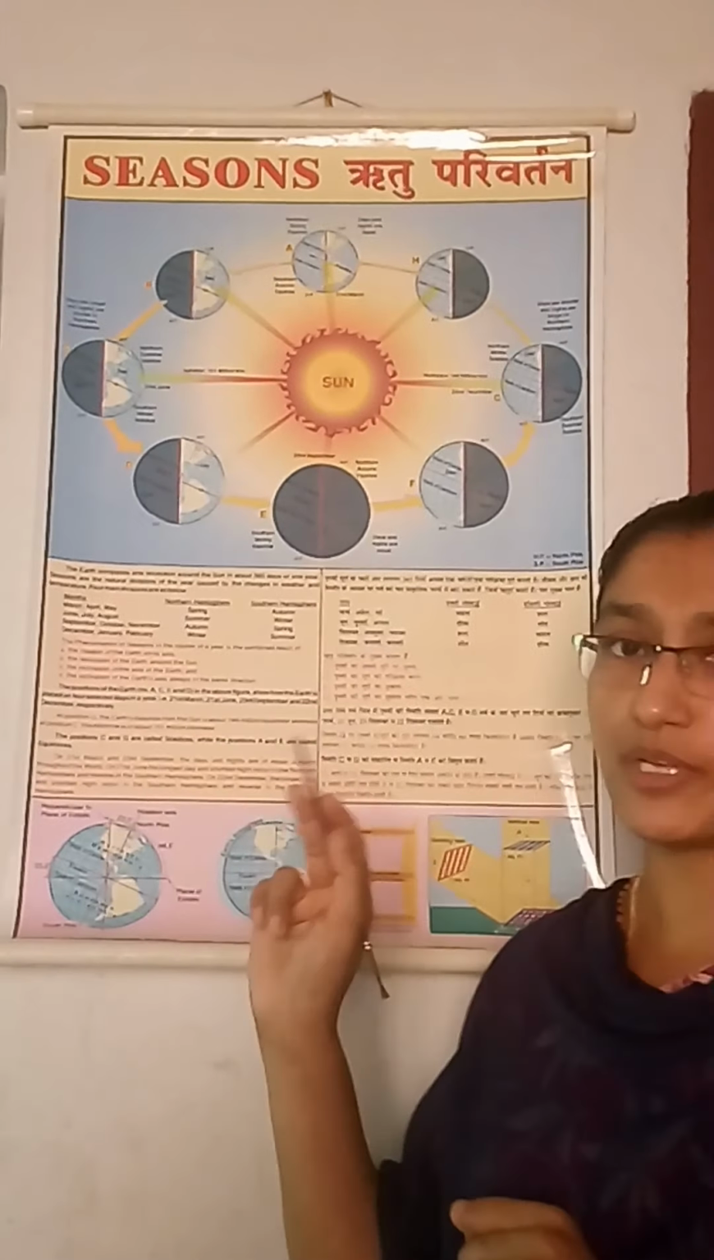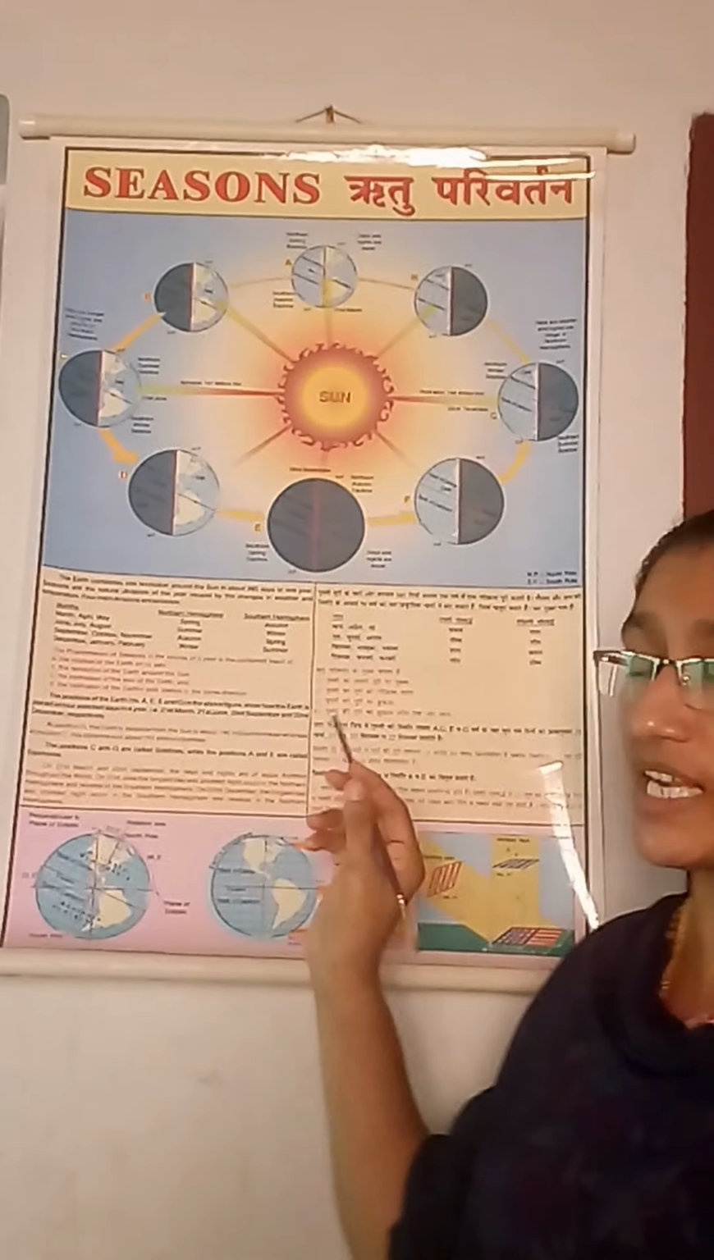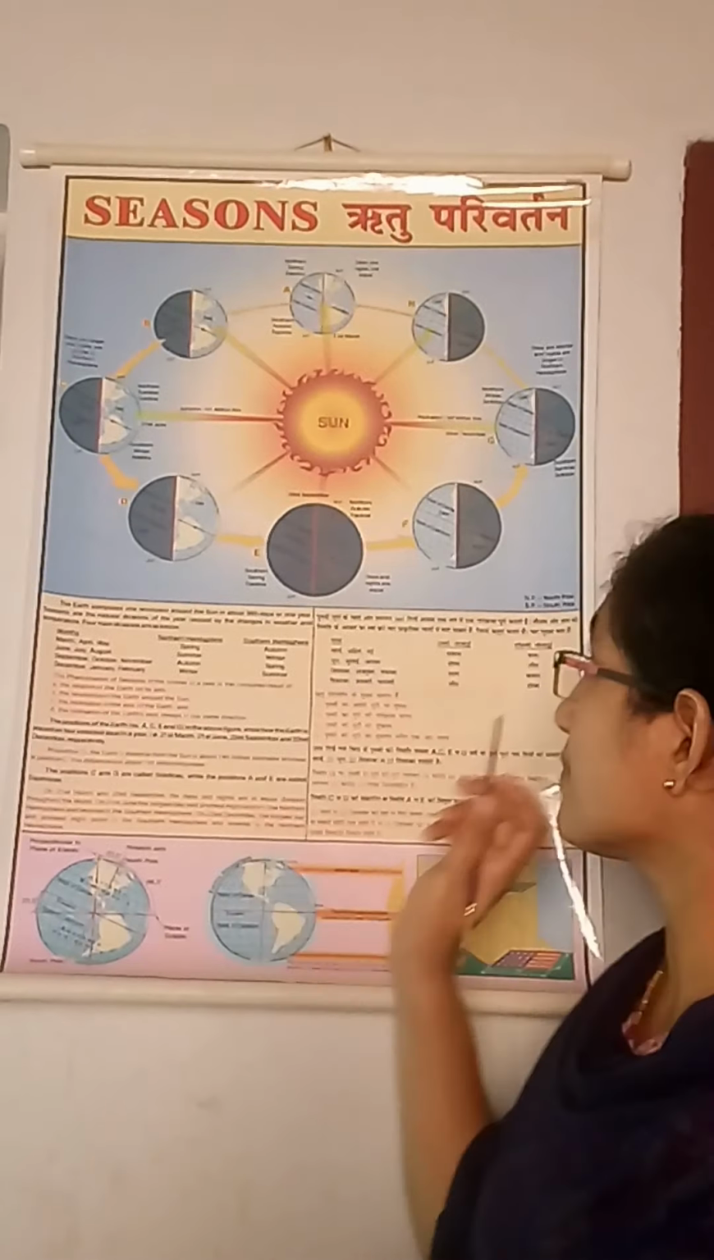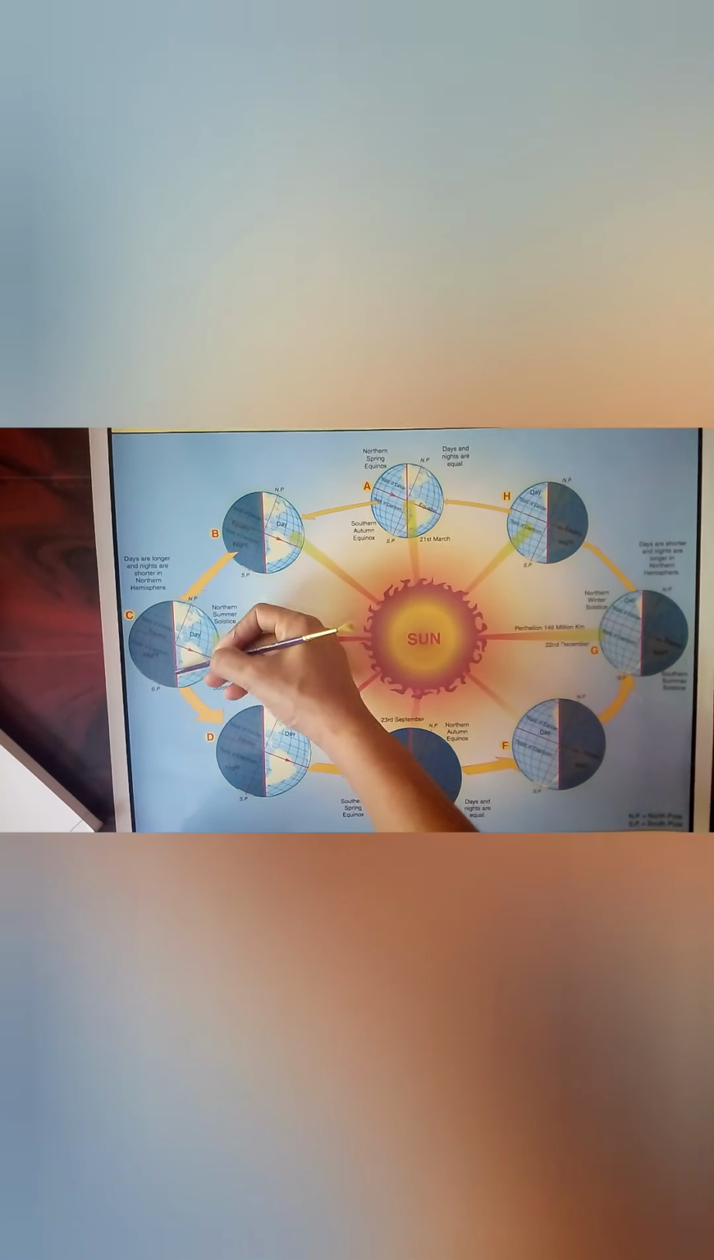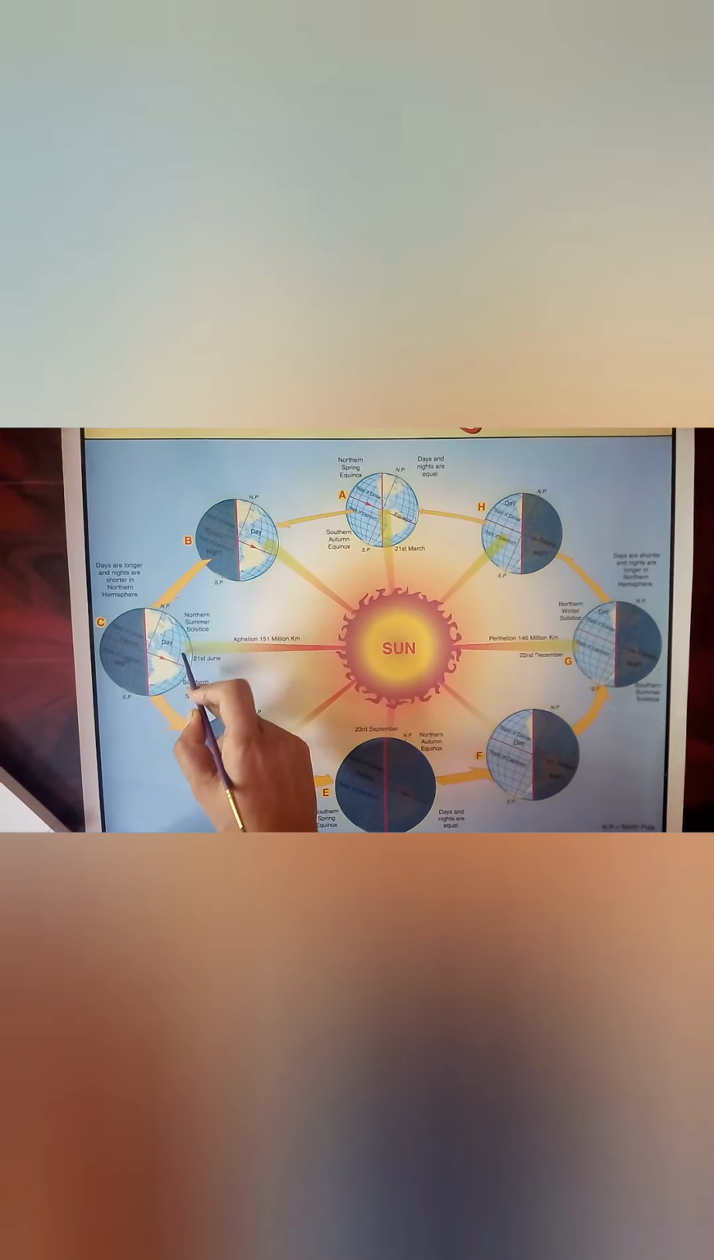Then the rotational movement of the Earth is also related to the occurrence of seasons. This line shows a boundary between the lighted part and the darkened part of the Earth. This part is illuminated by the rays of the Sun, and this part is not illuminated. This line which separates daytime and night time is named the circle of illumination.